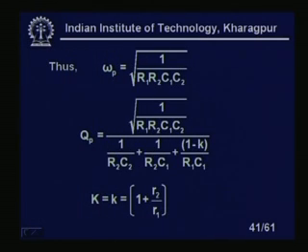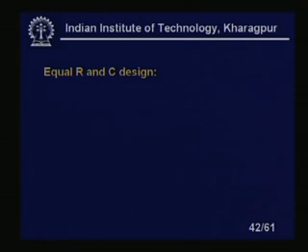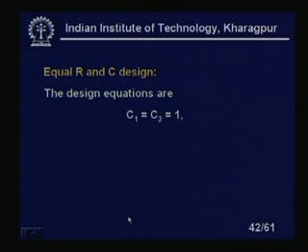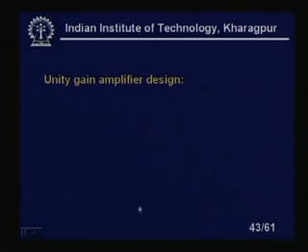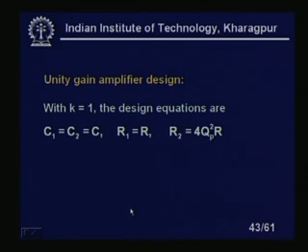Yes, capital K equal to small k equal to 1 plus R 2 by R 1. Here also we have the equivalent equality design. The design equations are C1 equal to C2 equal to 1, R1 equal to R2 equal to 1 upon omega p, small k equal to 3 minus 1 by q p. Same as the low pass, the unity gain amplifier design we have also done for the low pass, where k equal to 1, that means unity gain amplifier design.